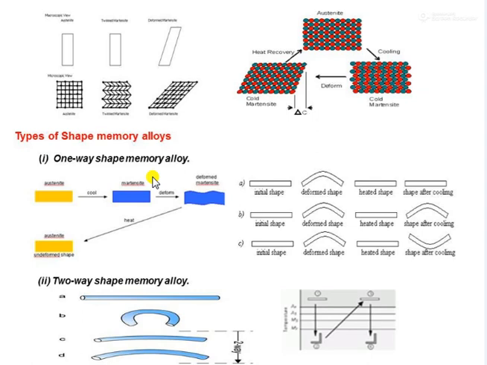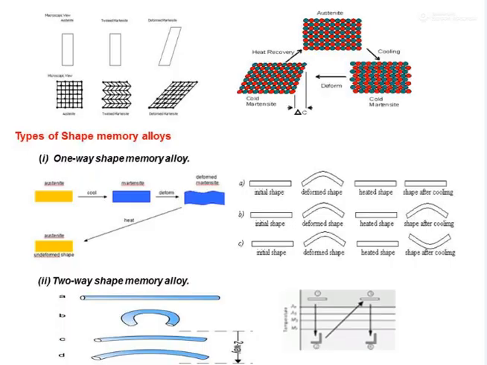Then two-way shape memory alloy. So this type of material, which produces spontaneous and reversible transformation just upon heating and cooling, even without the load, is called two-way shape memory alloy. And also, if the temperature is increased, then the martensite becomes austenite, and if the temperature is decreased, it reverses to its martensite phase.